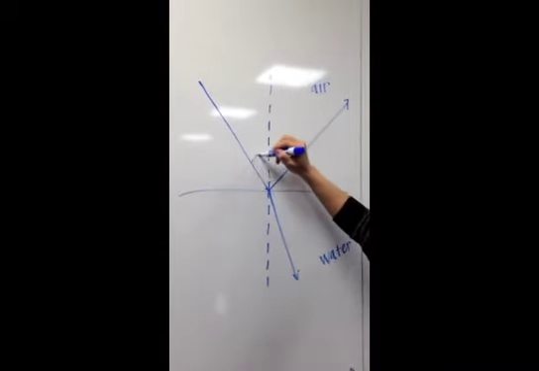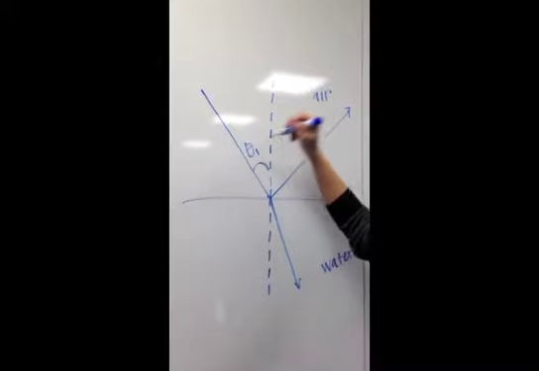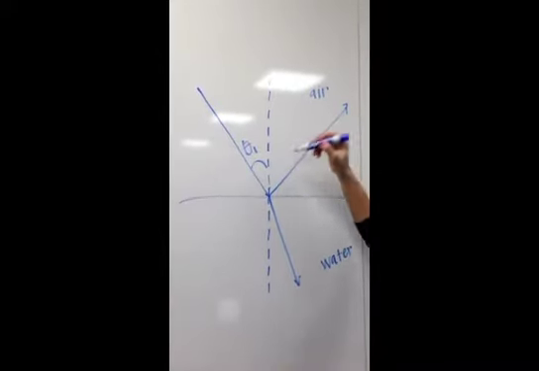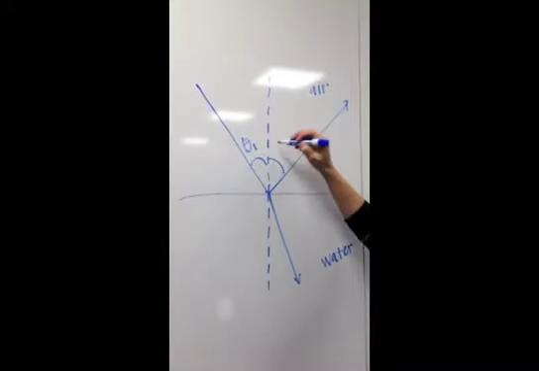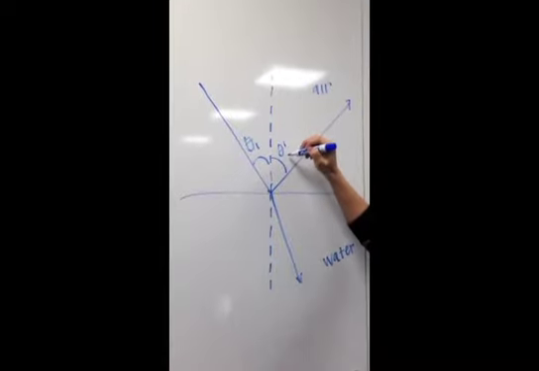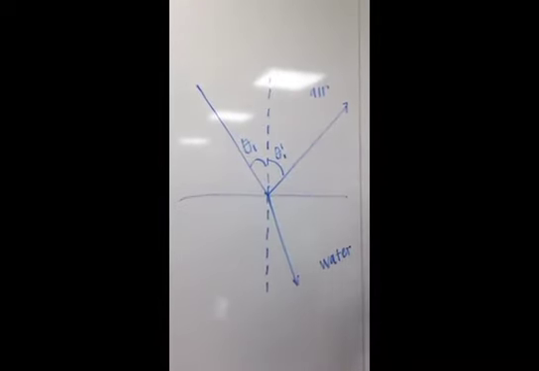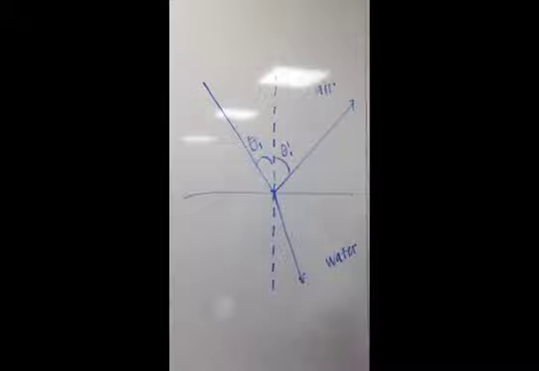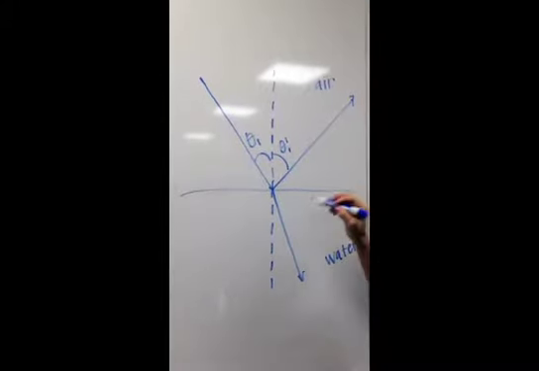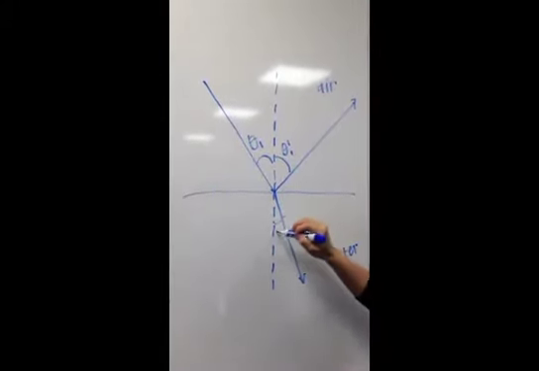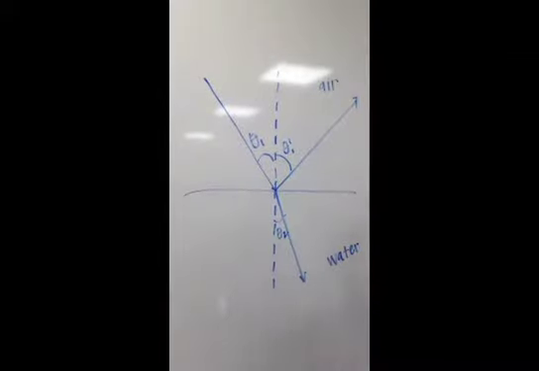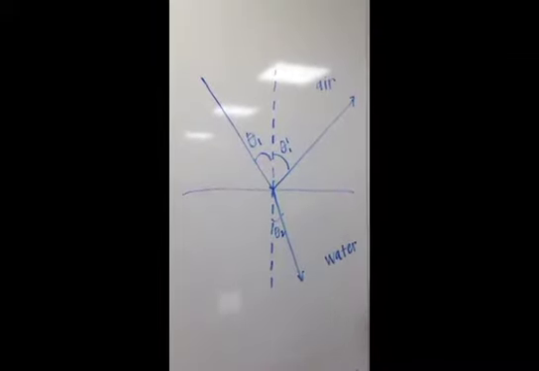So your first angle here is theta 1, which is going to be your angle of incidence. Here is theta 1 prime, and that's going to be your angle of reflection. And then down here you've got your theta 2, which is going to be your angle of transmission, also called refraction.